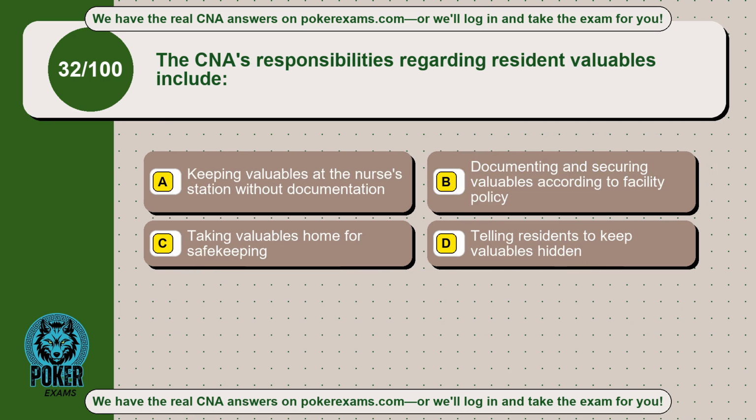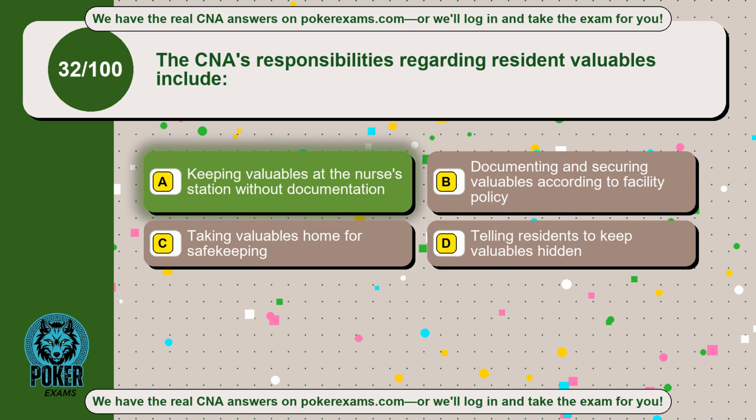Question 32. The CNA's responsibilities regarding resident valuables include: Option A, keeping valuables at the nurse's station without documentation. Option B, documenting and securing valuables according to facility policy. Option C, taking valuables home for safekeeping. Option D, telling residents to keep valuables hidden.